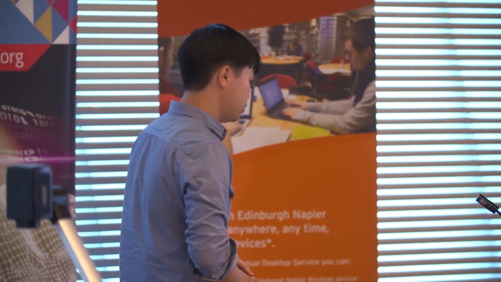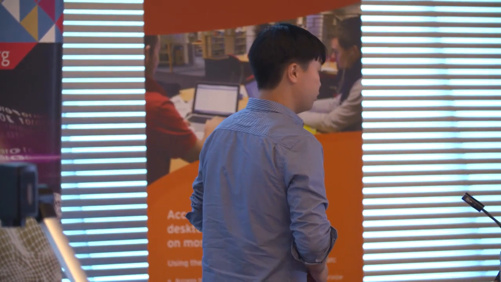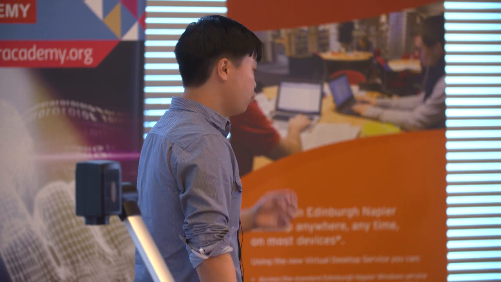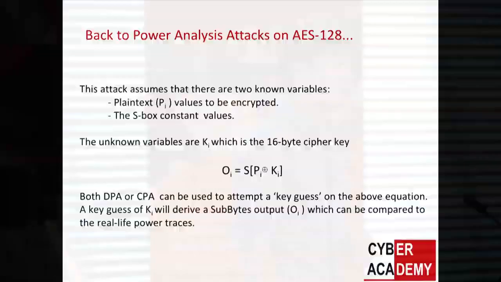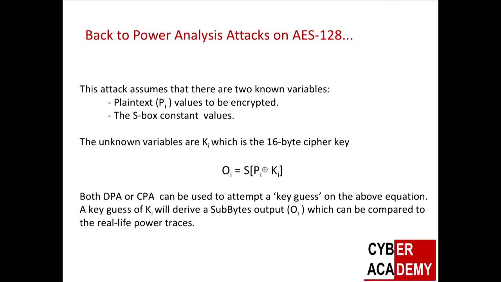Okay, this brings me back to power analysis at this point. Having given an overview of the functions of AES-128 that we are interested in for this form of attack, let me describe the attack itself. In this form of attack, we have to assume that there are three variables. Two are known to the attacker, and the third variable is the variable we wish to solve, the unknown variable. The two variables we will have to have knowledge of in the scope of this attack will include the plaintext values and also Rijndael's S-box constant values.